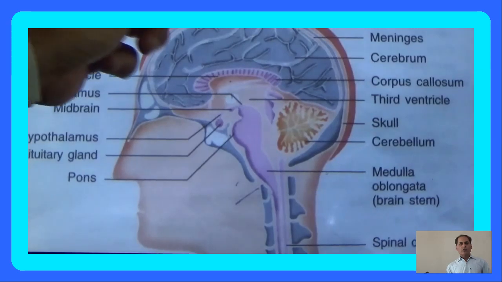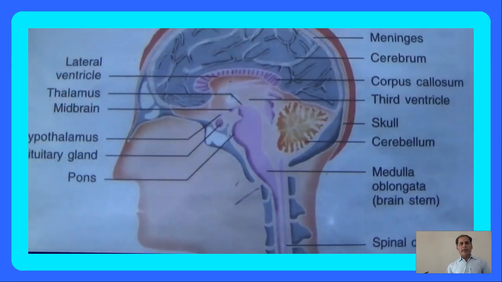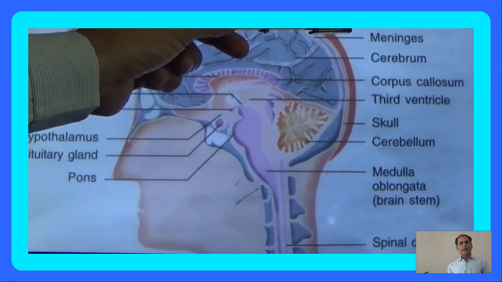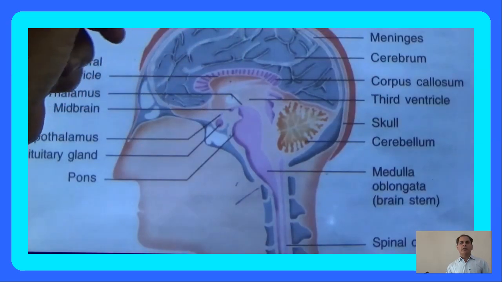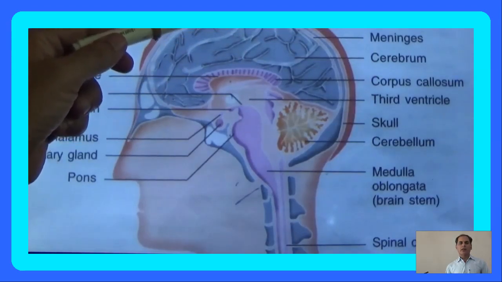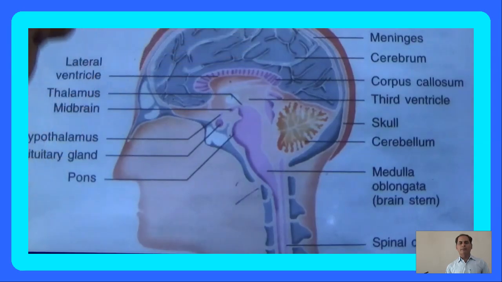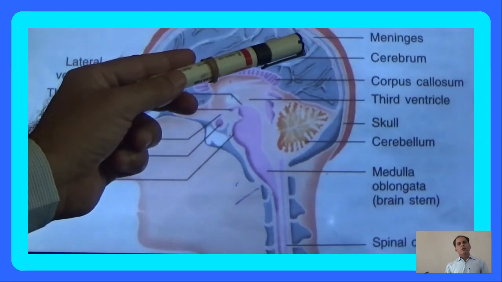This is the cranium, enclosed outermost. The cranium protects the brain from outer shocks and external injuries. The brain is covered with three meninges. Just below the skull there are the meninges. These meninges also protect the brain from external injuries and they also provide nourishment to the brain.